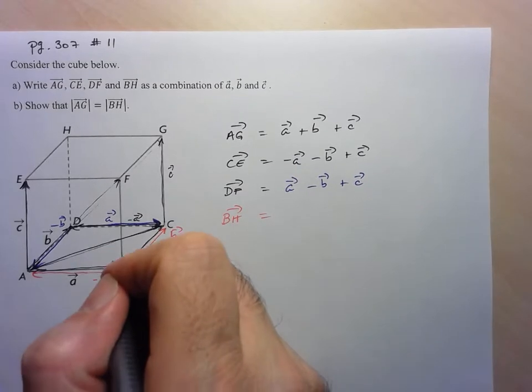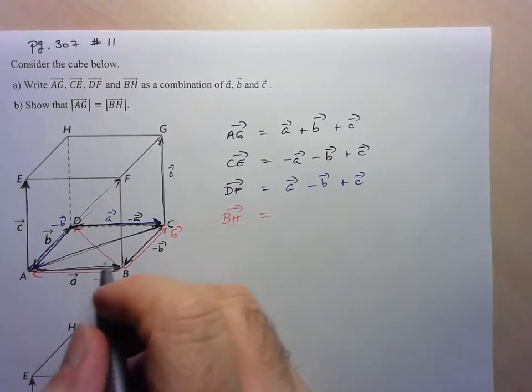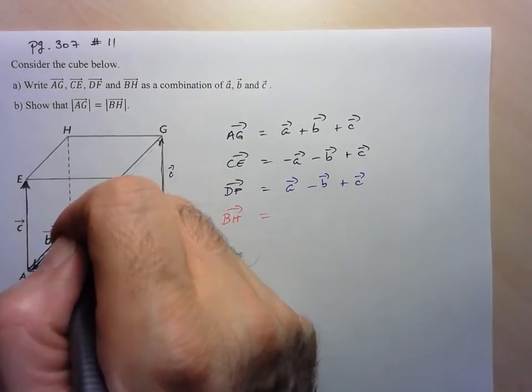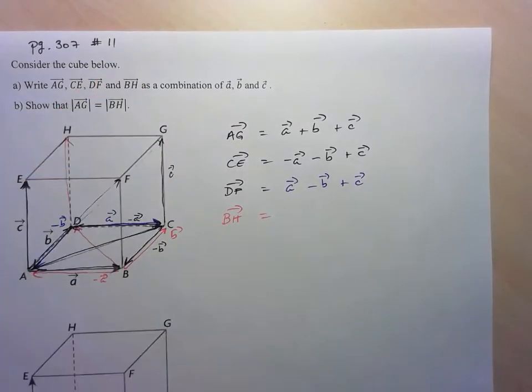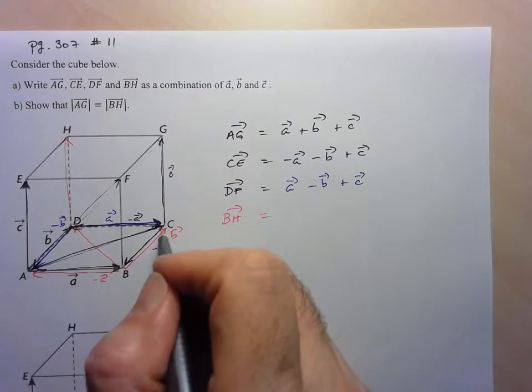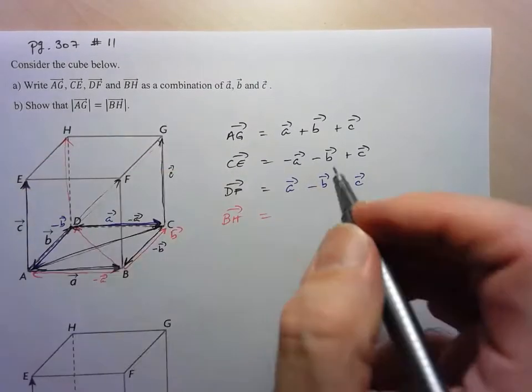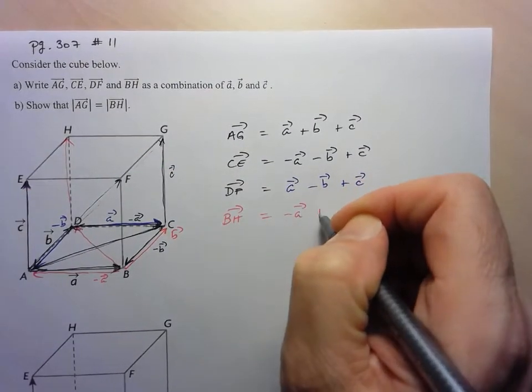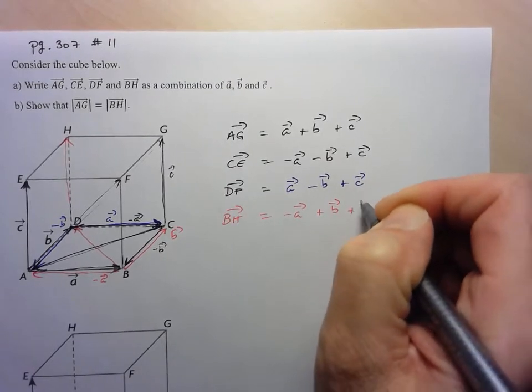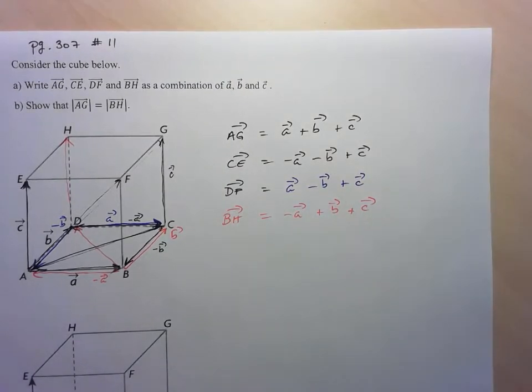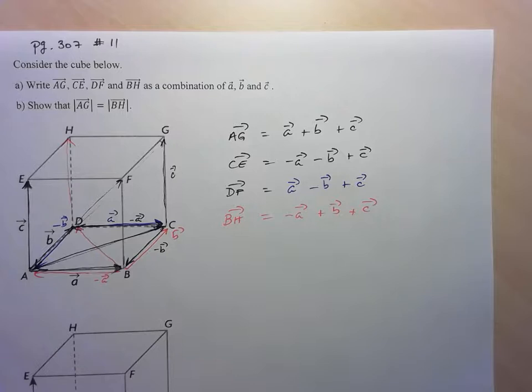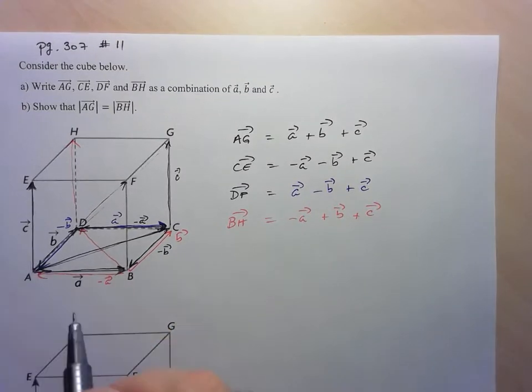Okay, that's going to take me to the other corner. So this is the sum. And then again, I'm just going to add C. Okay, so negative A plus B, and then plus C. So negative A plus B plus C. Okay, and there you have it. Those are the four diagonals written in terms of those original three vectors.